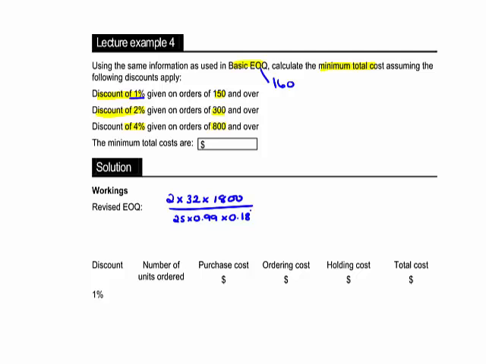So the holding cost per unit is now going to be $4.455. Remember, we need to square root that to work out the EOQ. So 2 times 32 times 1,800 divided by my 4.455, and then square root the answer, and that's going to give me 161 units, or 160.8 rounded up to 161 whole units. So with a discount of 1%, we're going to order 161 units.